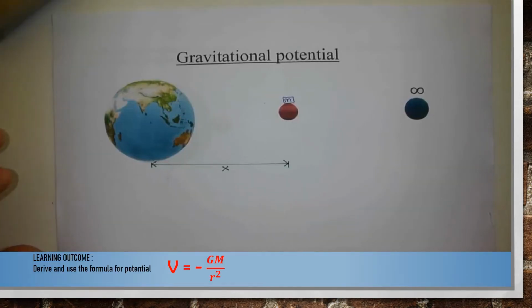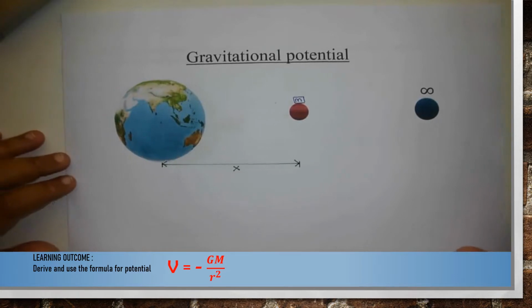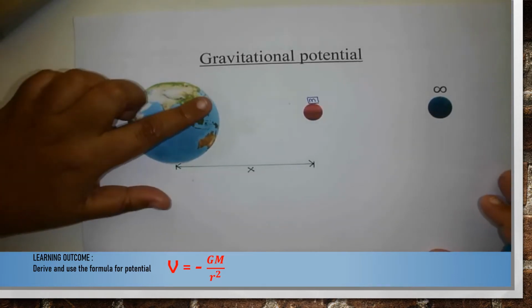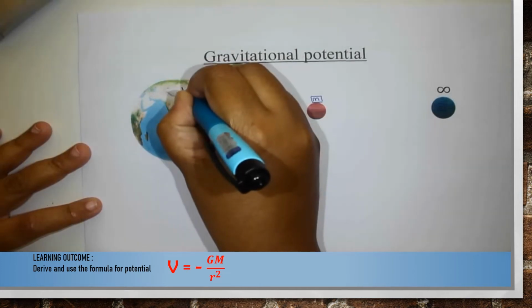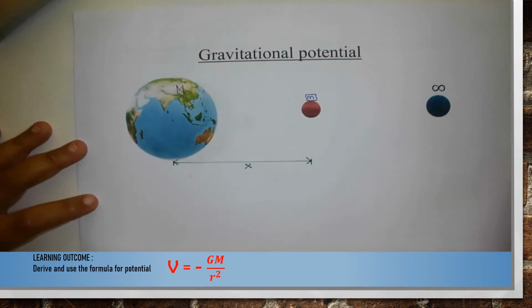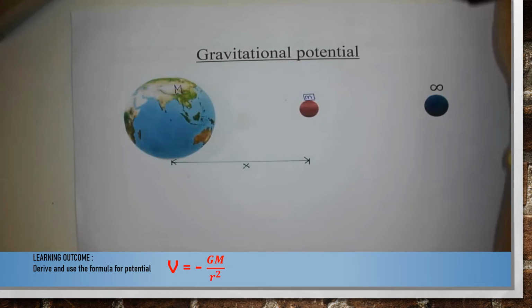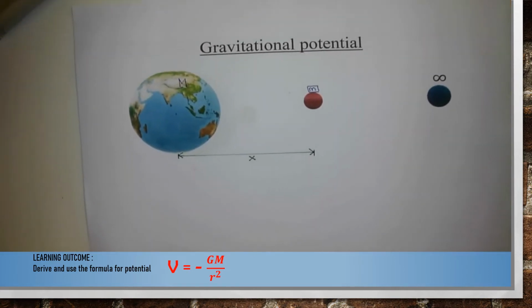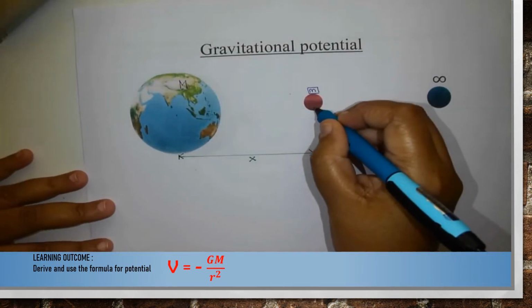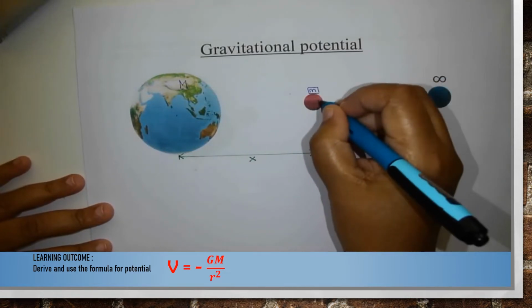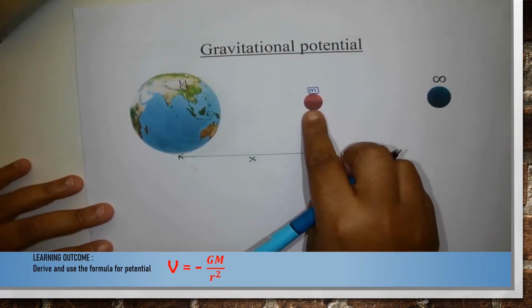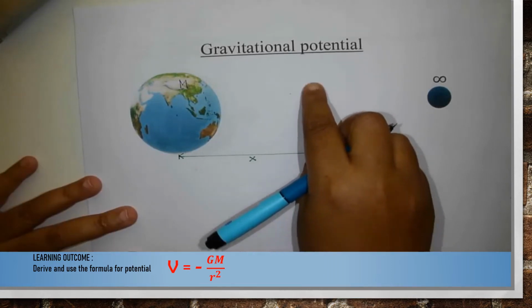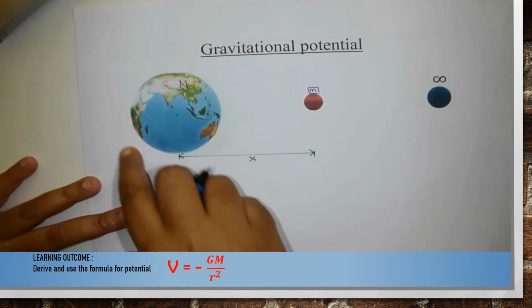Let's look at the concept of gravitational potential. Here, in this diagram, I have Earth, which has a mass of capital M, and then I have this small mass here, another planet with a small mass m. This small mass m is inside the gravitational field of the Earth.